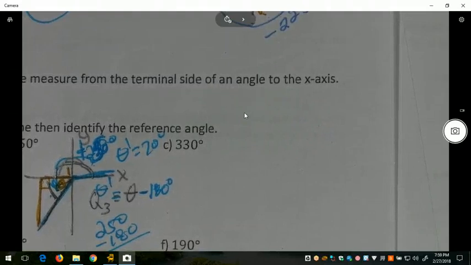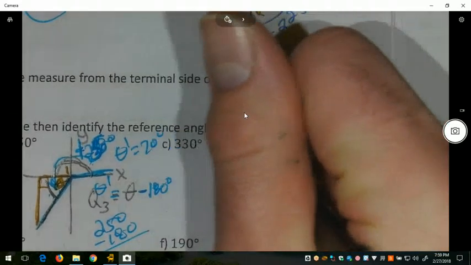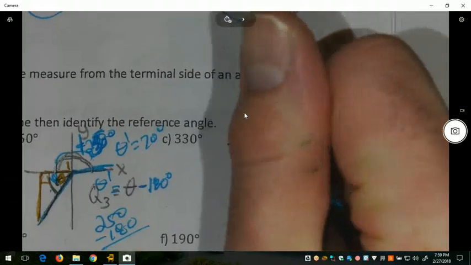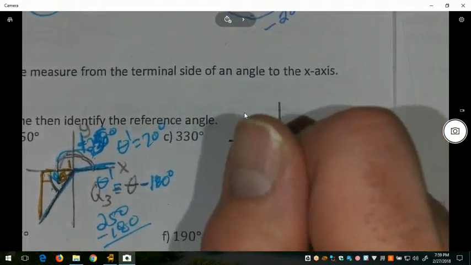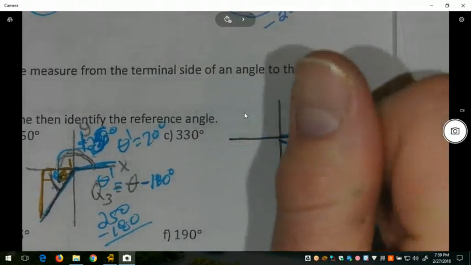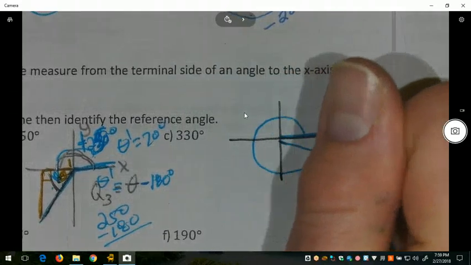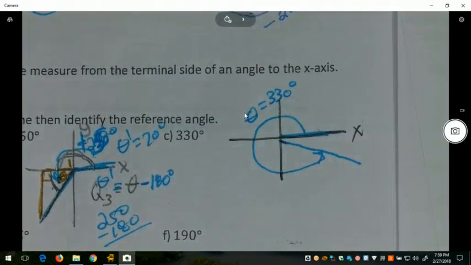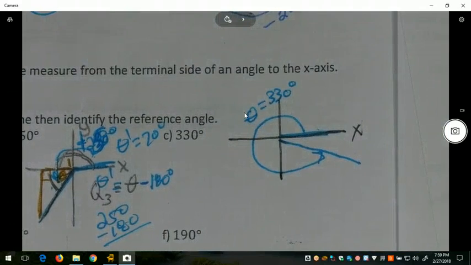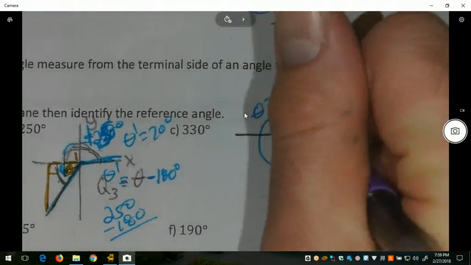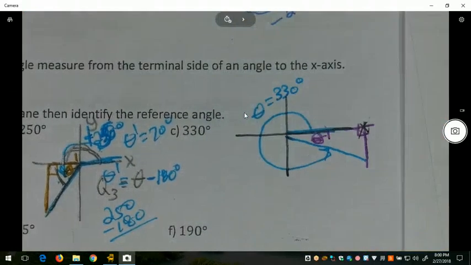I want you to see at least one more positive before I do the negative for you. For letter C, we have a 330 degree angle. We know that this is the positive x-axis. So I have 90, 180, 270. I don't want to go all the way to 360. I want to go to 330. So I've gone all the way around here. That's theta. That's 330 degrees. I can't use that. I have to draw a line up to the x-axis to make a right triangle, and I have to figure out what theta prime is.